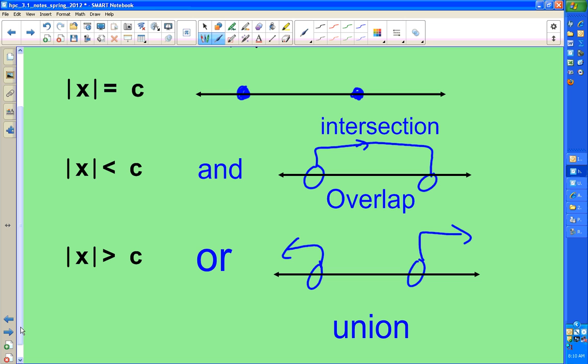Knowing this can help you identify whether or not your answer is a legitimate answer. It's not critical to know it, it's just a good piece of information to have so that you're on track to get the correct answer. So absolute greater than a constant is an or, absolute less than a constant is an and. Ands are overlaps, ors go away from each other.